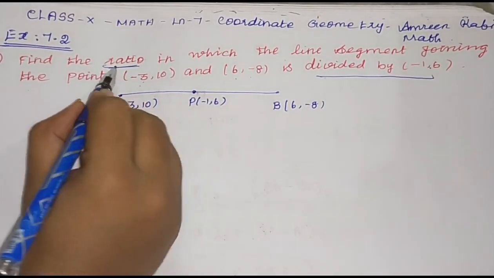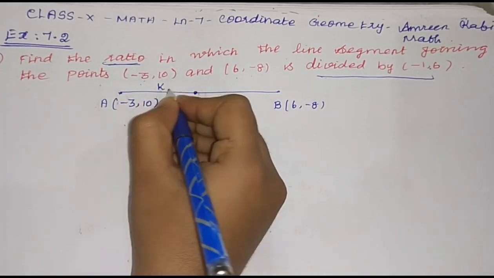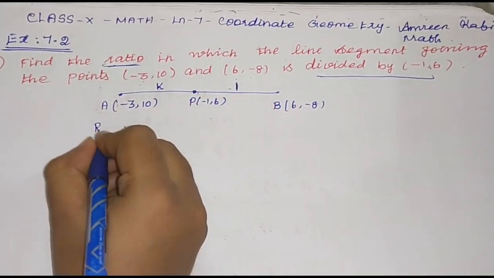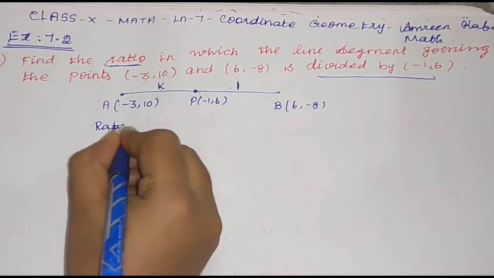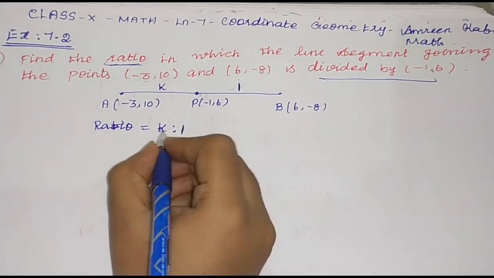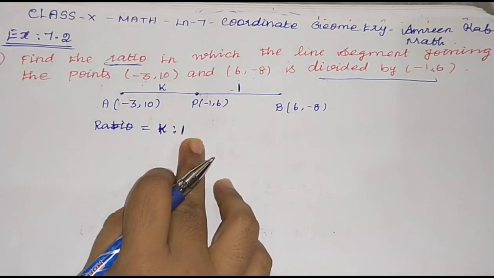Already I taught you how to find the ratio. We need to write here, instead of m1, m2, we have to write k is to 1. So you have to find out the ratio. The ratio equal to k is to 1. So k value you have to find out. So for this again we are using the section formula.